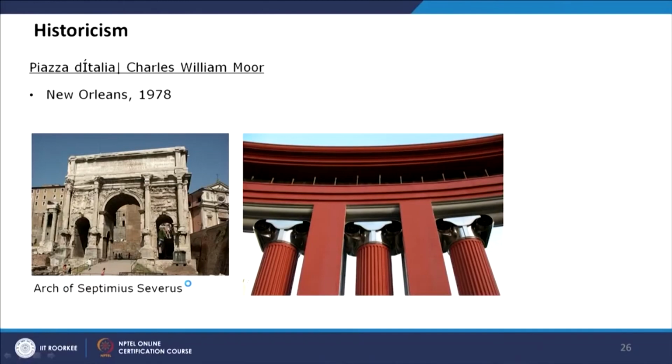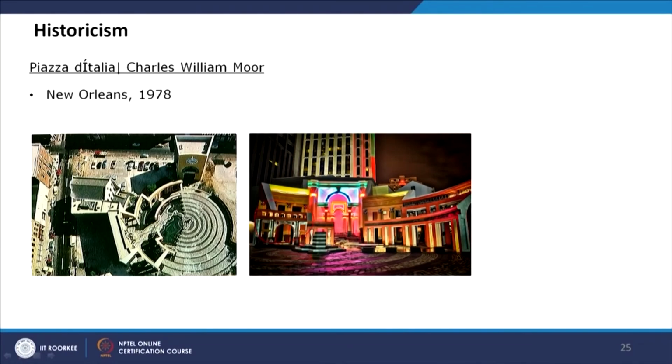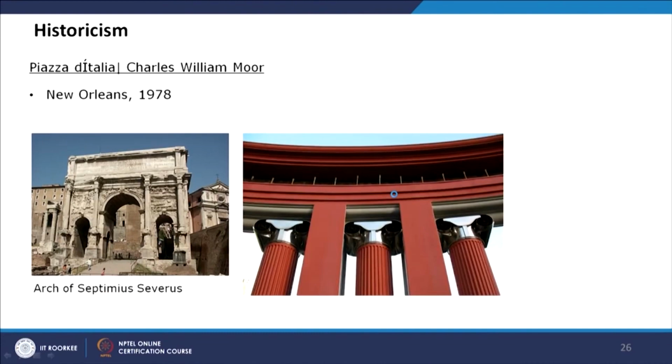So, this is definitely not talking about one particular color or pure color. Now this is the Arch of Septimius Severus, which he is using here and here, which is in Italy. And if you look at the way he is changing the arch, it has the ionic flute, but the color is different, and he used a different Italian color.